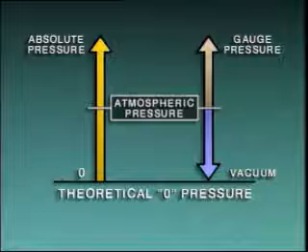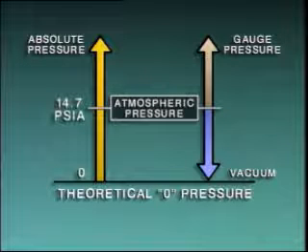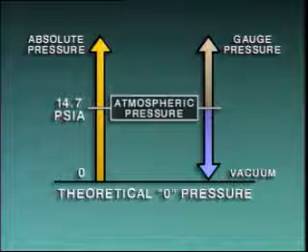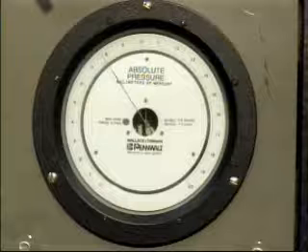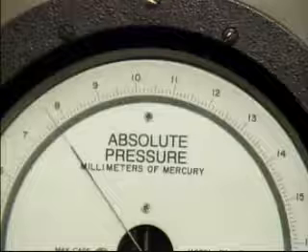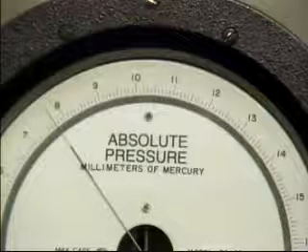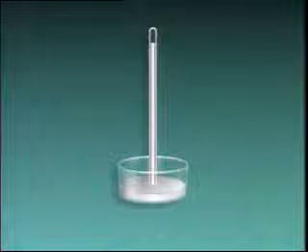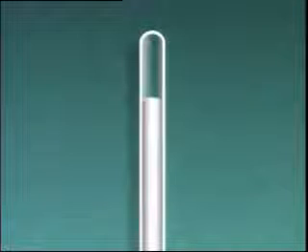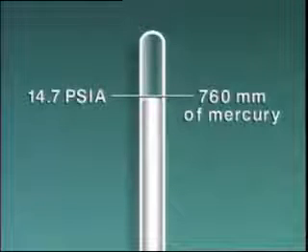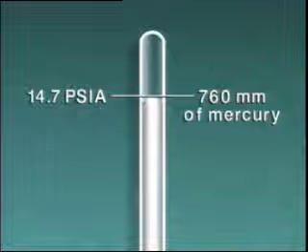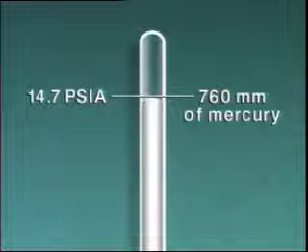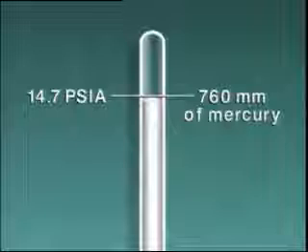air. On the absolute scale, atmospheric pressure is 14.7 pounds per square inch absolute, or psia. But absolute pressure isn't always expressed in psia. For example, this instrument indicates absolute pressure in millimeters of mercury. Millimeters of mercury refers to the height of a vertical column of mercury that a given pressure will support. For instance, atmospheric pressure of 14.7 psia will support a vertical column of mercury that's about 760 millimeters in height.